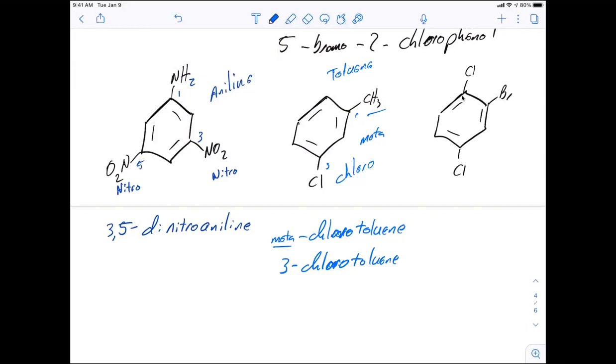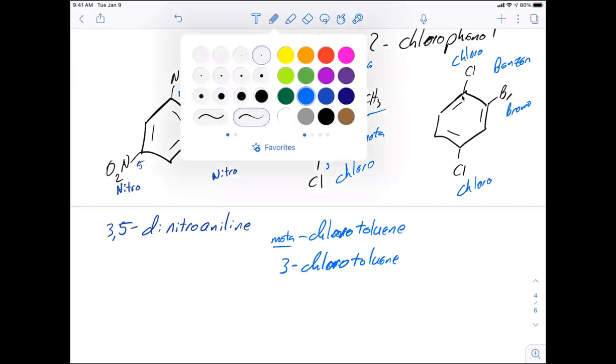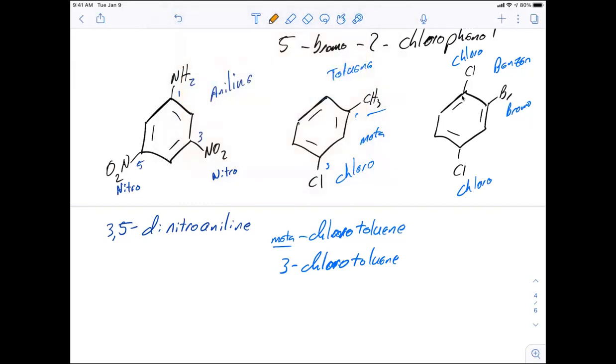On the last one, do I have a parent name? Is there a parent name that has the bromo or the chloro? No. So on this one, I'm going to have to use benzene, right? So my parent name here is going to be benzene. And I've got the chloro, bromo, chloro, so I'm going to have a dichloro species. And now we can look at our numbering. Here's where it gets kind of creative. So we'll have to use all kinds of colors. So we can start at the top.